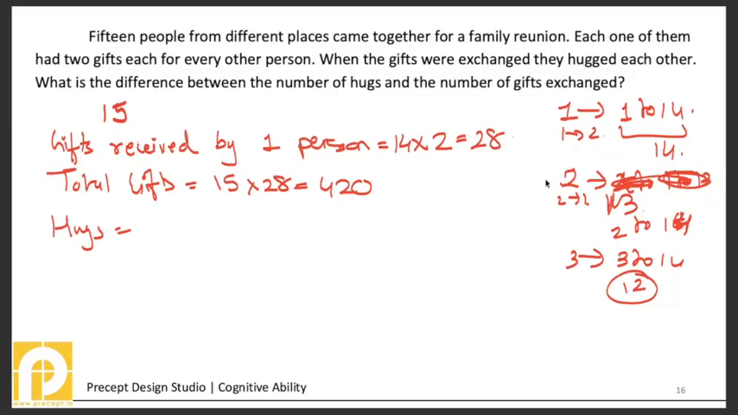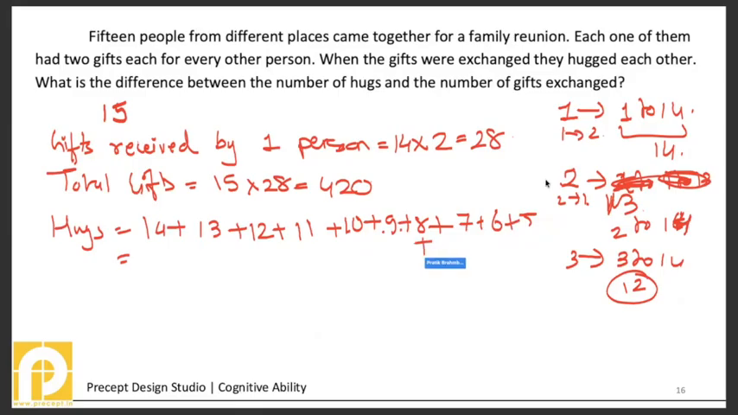So likewise, we'll keep on adding the hugs. The first person hugs 14 people, second 13, third 12, fourth person 11 hugs, and so on till the last person will hug the one person remaining. So when I say dash dash dash, I mean 10, 9, 8, 7, 6, 5, 4, 3, 2, and then last person remaining 1. This adds to a total of 105 hugs exchanged.